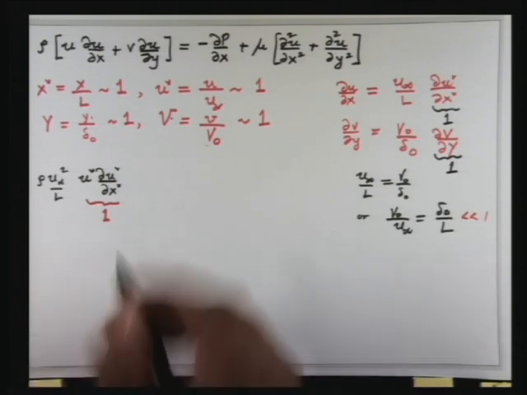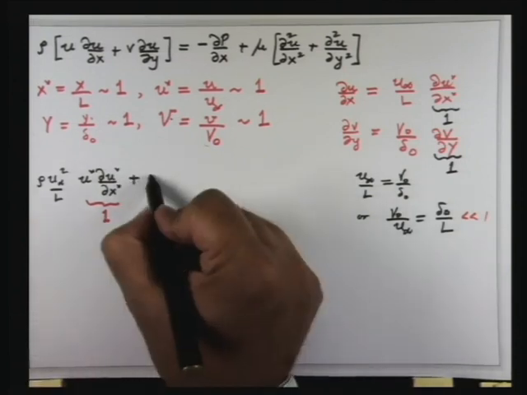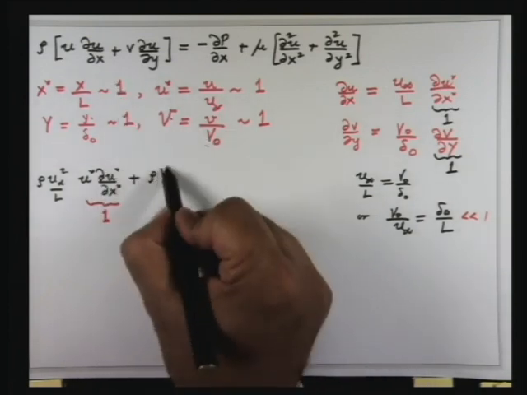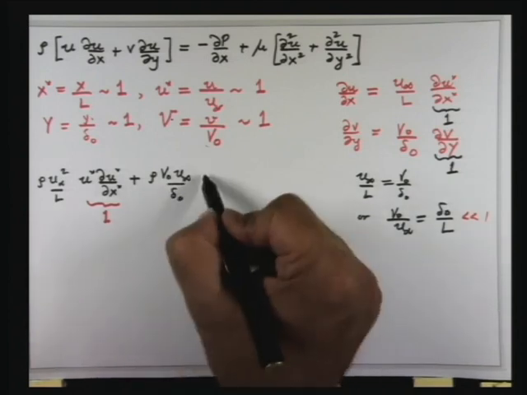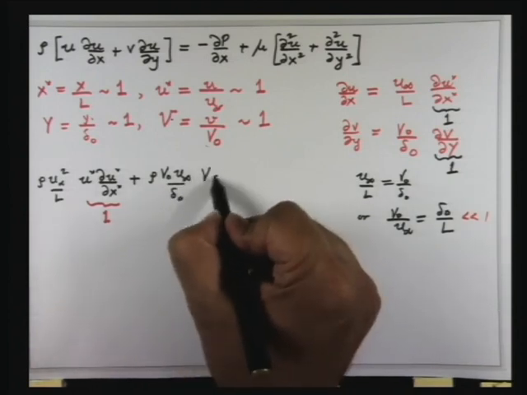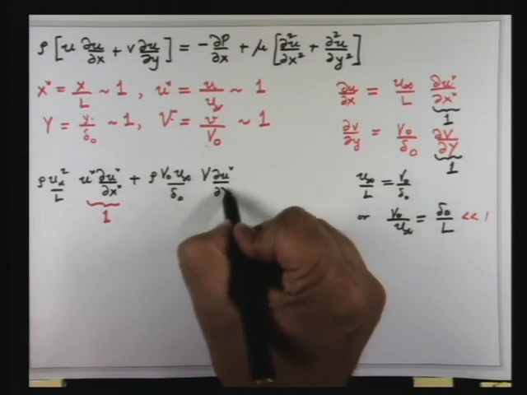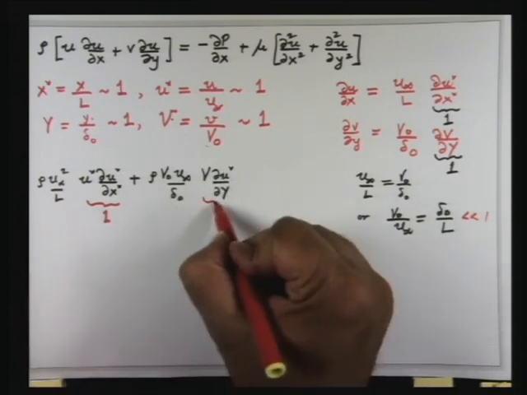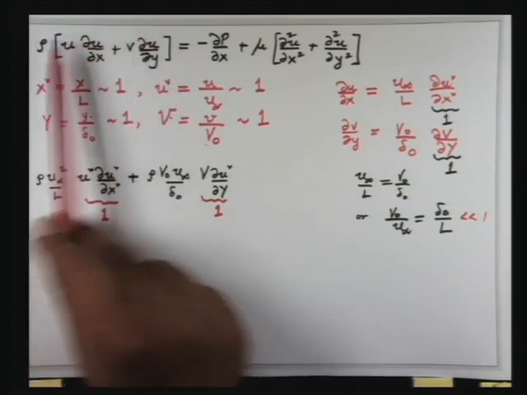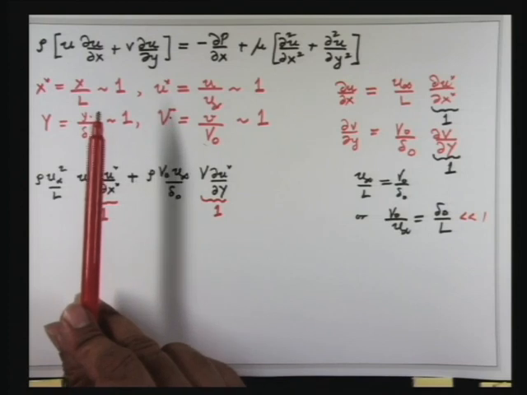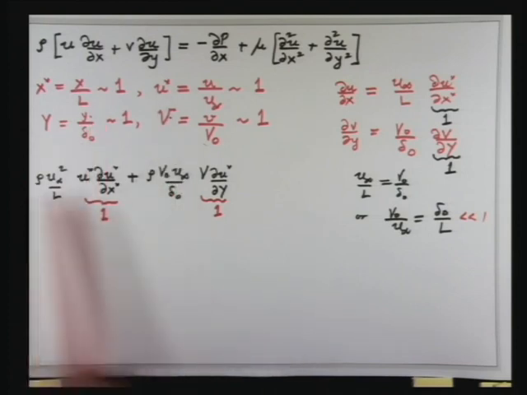Now if I look at the second term, I will write it as rho into V naught u infinity by delta naught into capital V ∂u star/∂capital Y, and again this is order 1. So if somebody asks you what is the order of magnitude of rho v ∂u/∂y, you will say rho V naught u infinity by delta naught. Now I know the order of the two terms, and if I find that one is small compared to the other, then I can neglect it. So if I compare this with this, what can we say?